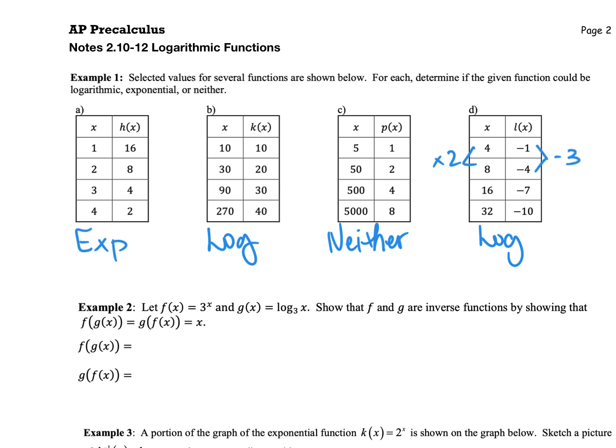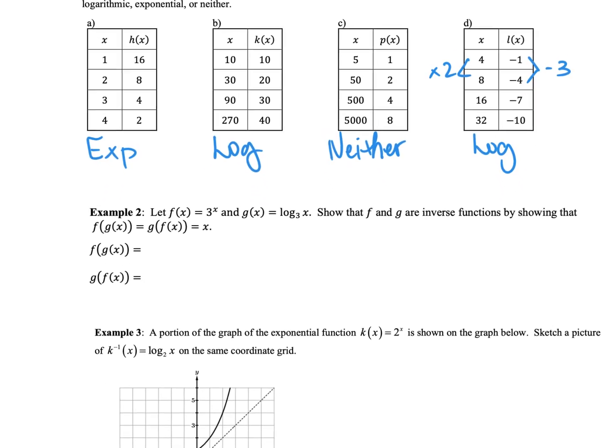Subtracting 3 each time, okay? So that's the difference in those two tables. Questions about that? Identifying logarithmic versus exponential functions. Okay? All right, cool. Let's look at the next one.